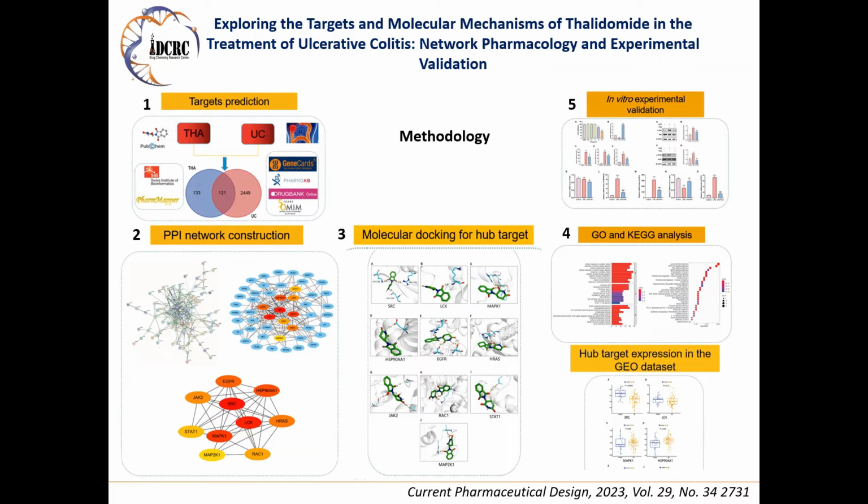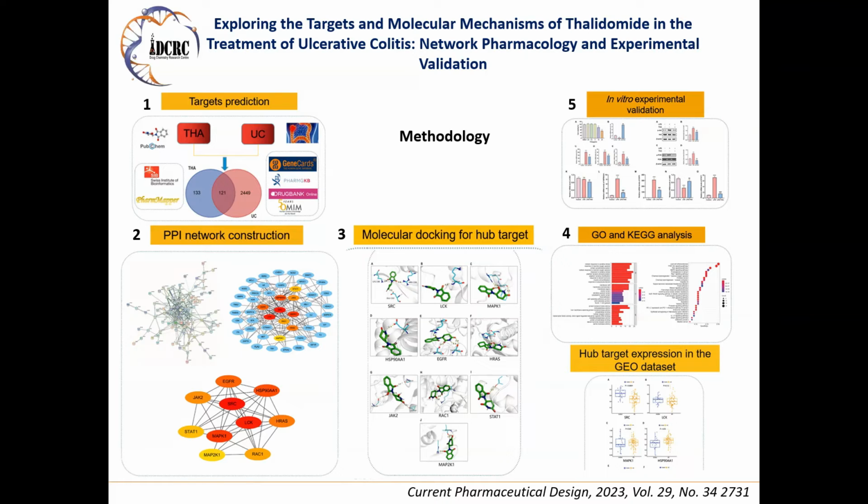Then by taking these 121 targets, they performed a protein network of those 121 targets. After this they identified the hub targets like SRC, EGFR, JAK, STAT, MAPK, RAC1. These are basically involved in the inflammatory processes of ulcerative colitis, and they checked these identified hub genes with the protein networks.